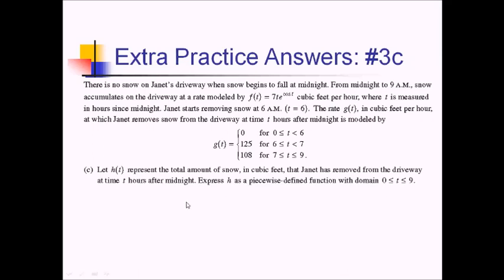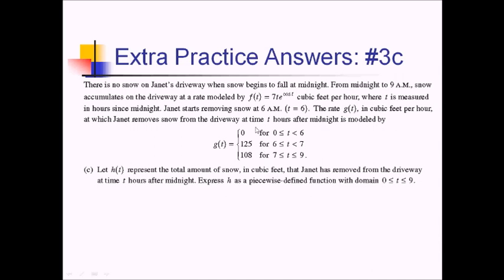For part C, let h of t represent the total amount of snow that Janet has removed from our driveway t hours after midnight. We want to express this as a piecewise function with the domain 0 to 9. Basically, we're taking these rates of change and trying to convert them into accumulations, and we need to do it in a piecewise fashion.